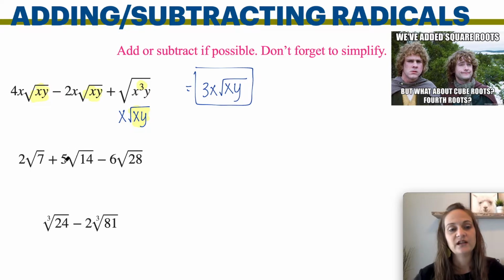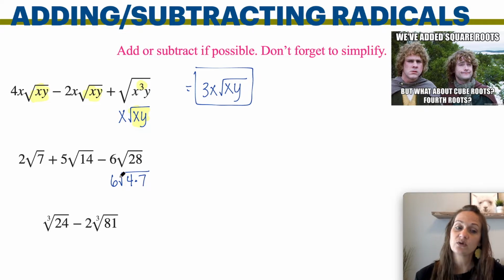Same thing here. First, you have to see, is there anything that can be combined, or in this case, simplified? So you have the square root of 7. Now, is there a perfect square that goes into 14? No, there is not. So you cannot simplify the square root of 14 down. But the square root of 28, you can reduce. 4 times 7 will give you the square root of 28.